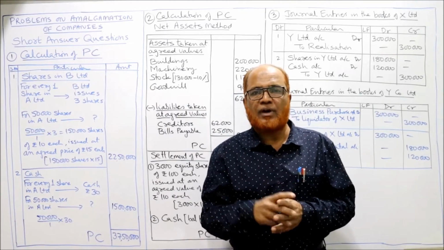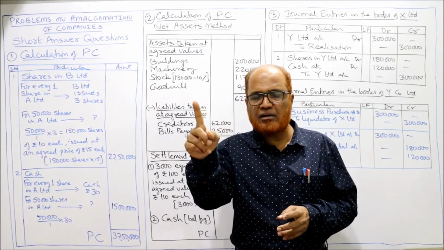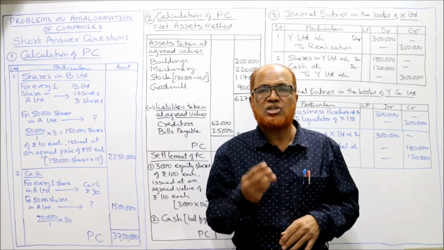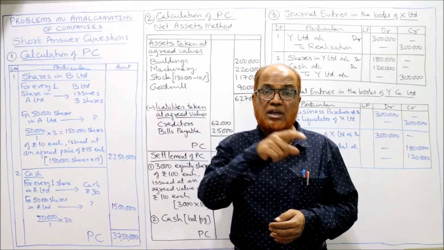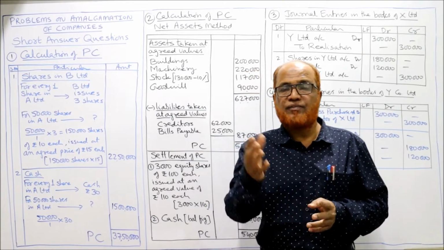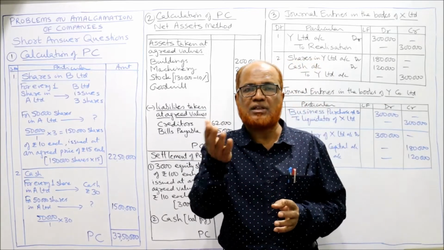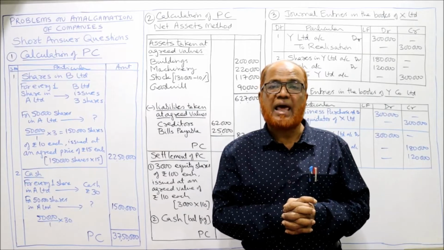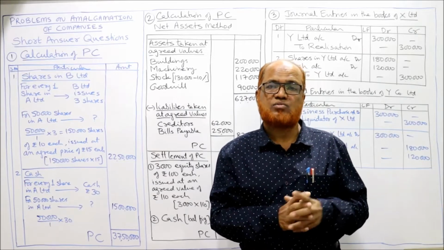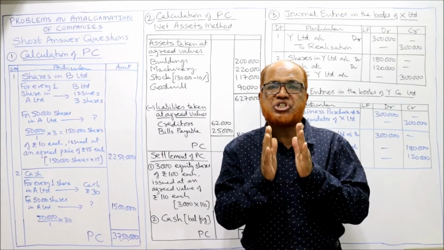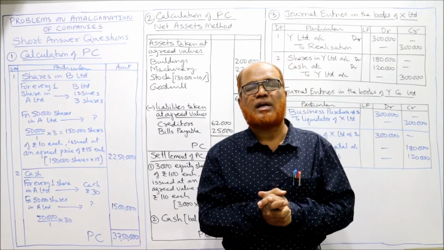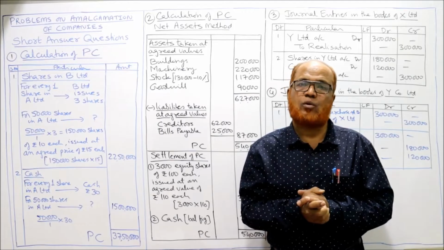Now secondly, for every one share in A Limited, the B Limited issues 3 equity shares. For every one share, 3 shares will be issued. But 50,000 shares they are having. So 50,000 into 3, 1,50,000 equity shares will be issued by B Limited to A Limited. The face value of each share is 10 rupees, but it is issued at an agreed price of 15 rupees.